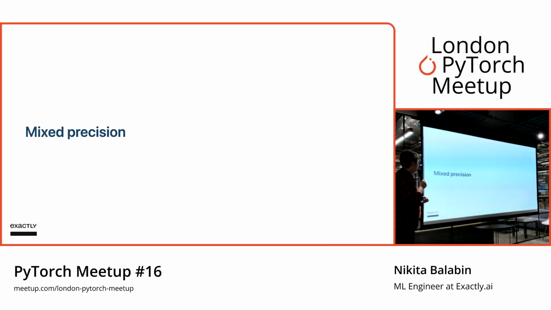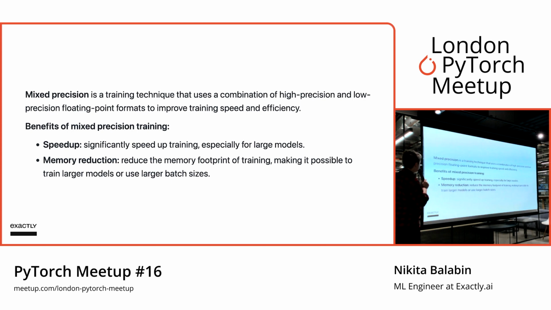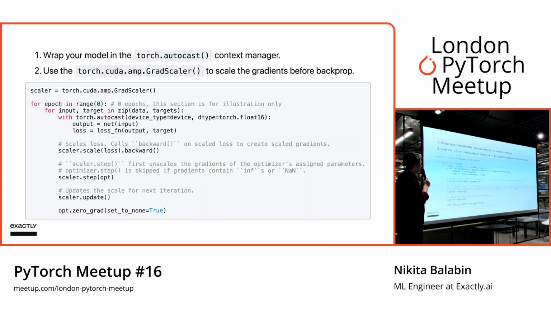Next slide. Also, mixed precision. I really recommend it because it's a very easy thing. It uses full precision for some parameters of the model and half precision for others, and it works in an automatic way. Next slide. So you only need to create a context manager, and that's all.